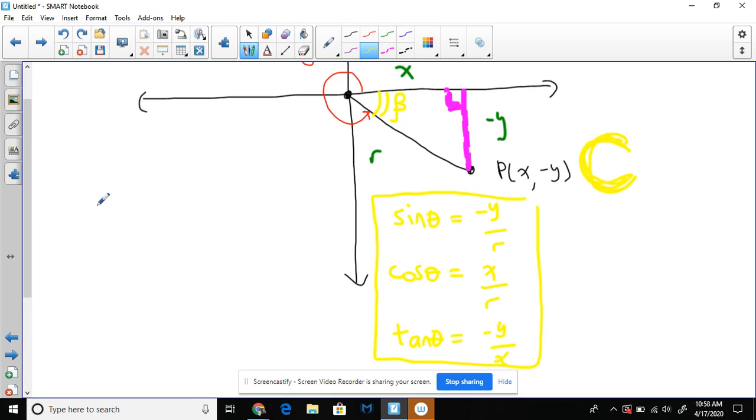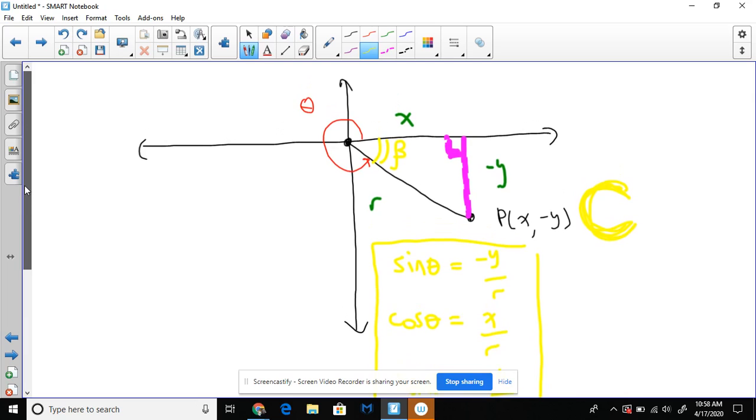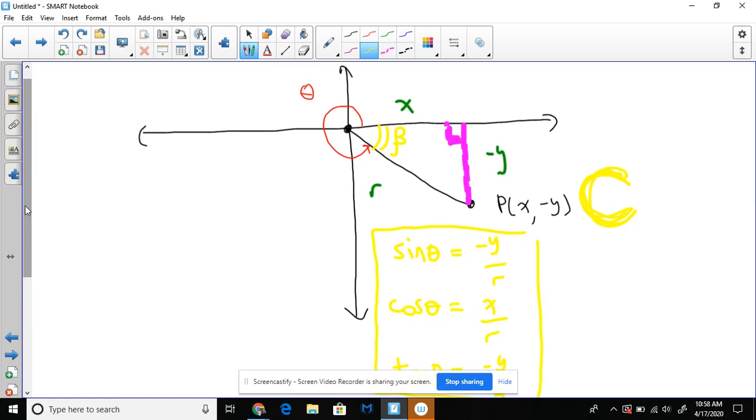Pretty much all the questions generally either give you a point that puts you on the grid somewhere, and you just have to be able to draw your triangle properly, put it in the correct quadrant, and then use your calculator to figure out what the angle is.